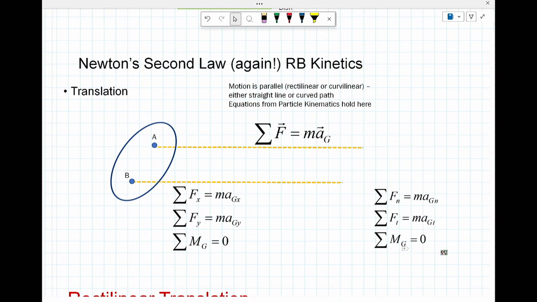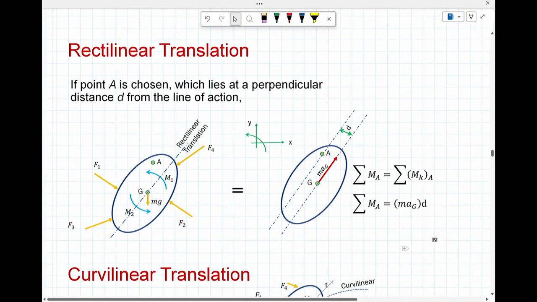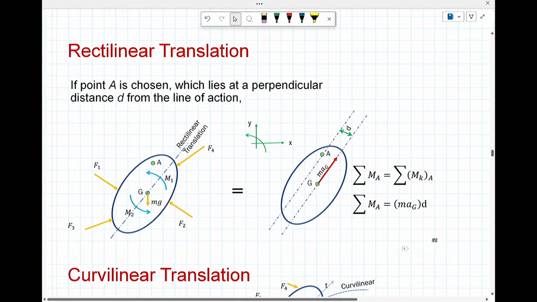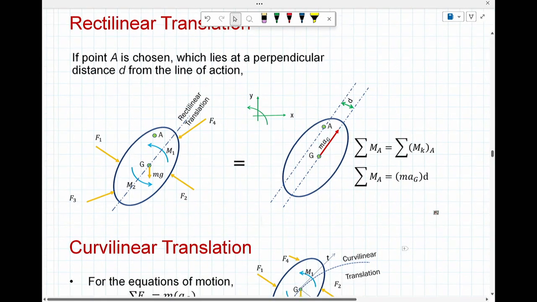However, if you look at another point on the body, not the center of mass, everything falls apart. So if you have sum of moments about A, you're going to have this right here, and you have to calculate the moment caused by the perpendicular distance of G to A. So that's a great figure, too. I'm really pleased with that one.